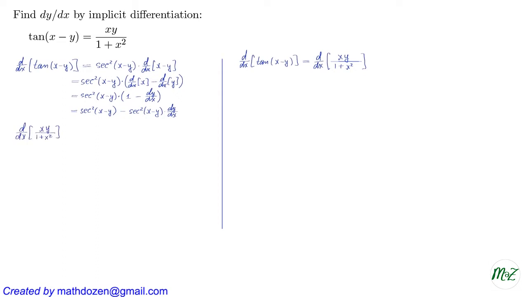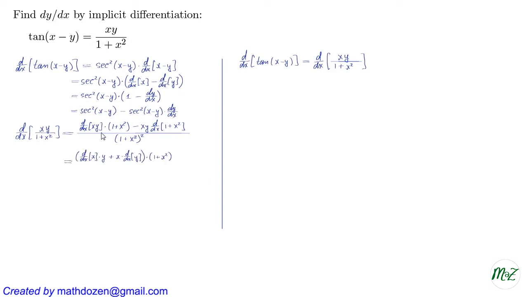Then with the derivative of xy over 1 plus x squared, we're going to use quotient rule, since this is a fraction. So this is derivative with respect to x of x times y. That's the numerator, times 1 plus x squared, minus xy times derivative with respect to x of 1 plus x squared. All of that over 1 plus x squared, the entire expression squared. So that's the quotient rule.